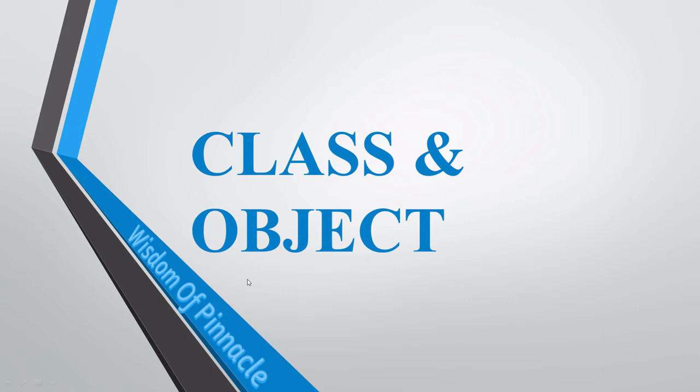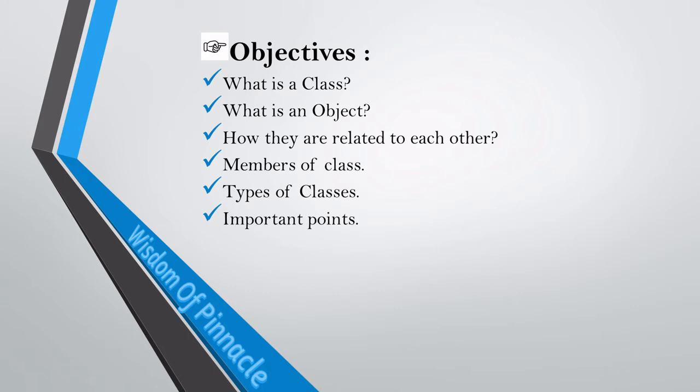Today we are going to learn about class and object in great detail. So first, let us have a look at the objectives of this video. First we'll see what is a class, after that what is an object, how they are related to each other, what are the members of a class, and what are the different types of classes based on the keywords available in C#. And at the last, we are going to summarize a few of the important points related to class and object.